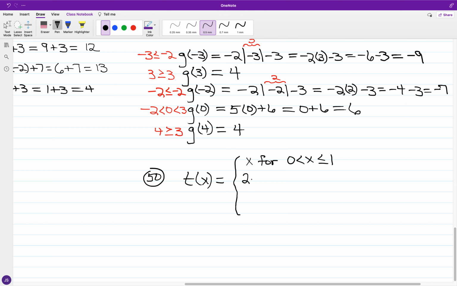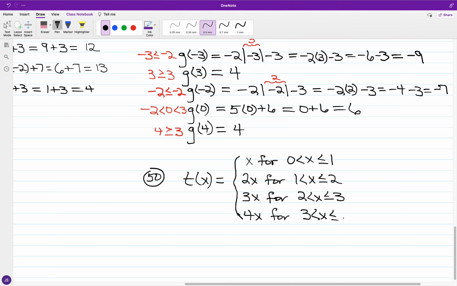And we have in the next round that t of x is equal to 2x, and this is going to be for values of x, whereupon we have that 1 is less than x is less than or equal to 2, and we have that t of x is equal to 3x, and this will be for values of x, whereupon 2 is less than x is less than or equal to 3. And we have also t of x is equal to 4x, and this will be for those values of x whereupon we have that 3 is less than x is less than or equal to 4.